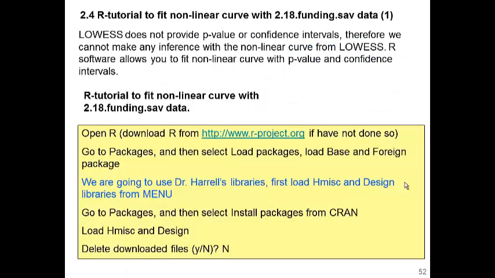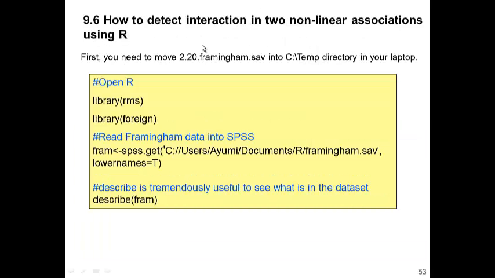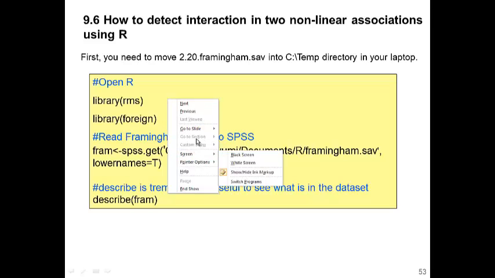So for the next 10 minutes or so, I want to show you a demonstration of our software in fitting nonlinear regression. In this exercise, we are using data from the Framingham study, and we will compare linear regression and nonlinear regression on the association between age and serum cholesterol level, and also BMI and systolic blood pressure. We will use 2 packages: one is rms and one is foreign. So let's load these 2 libraries first.